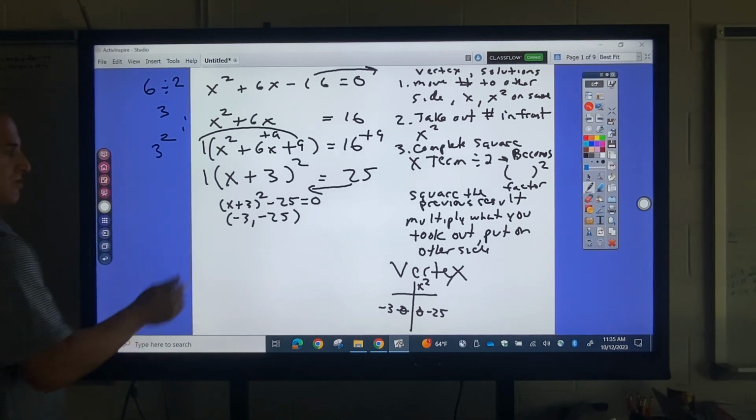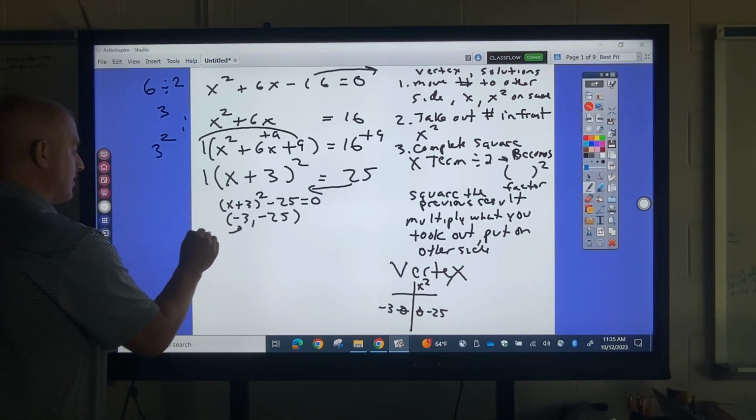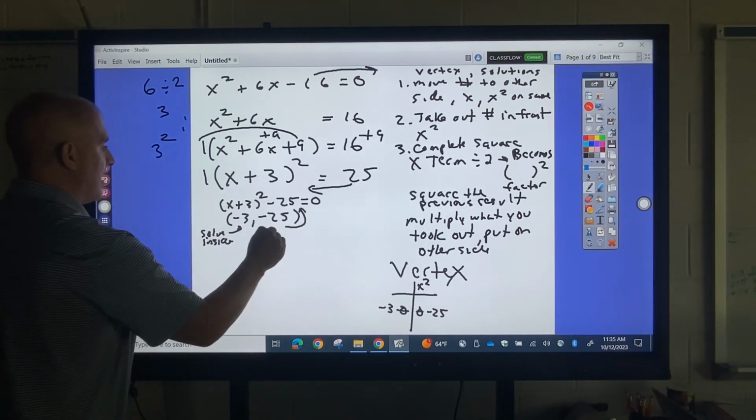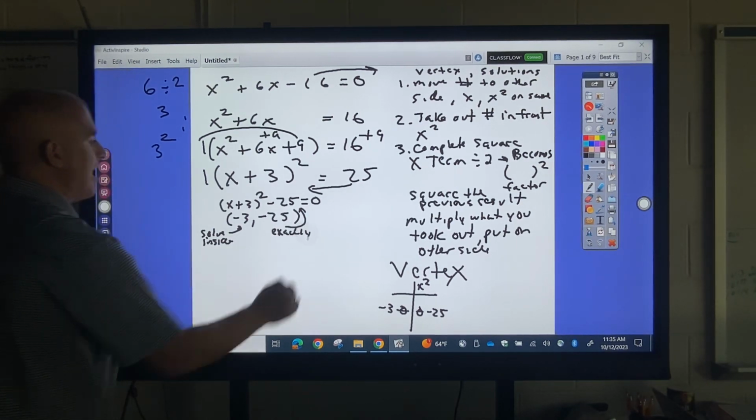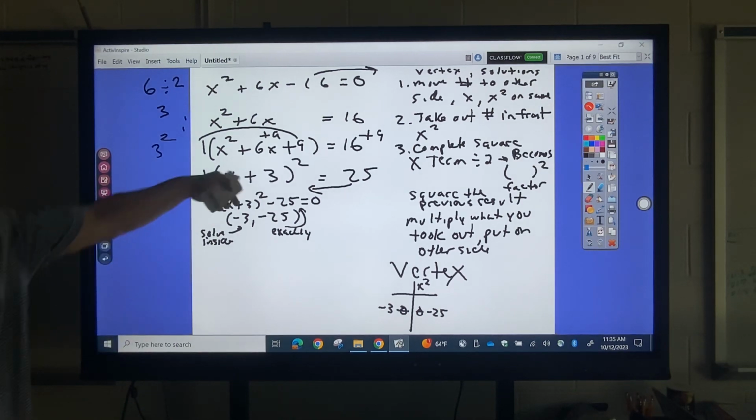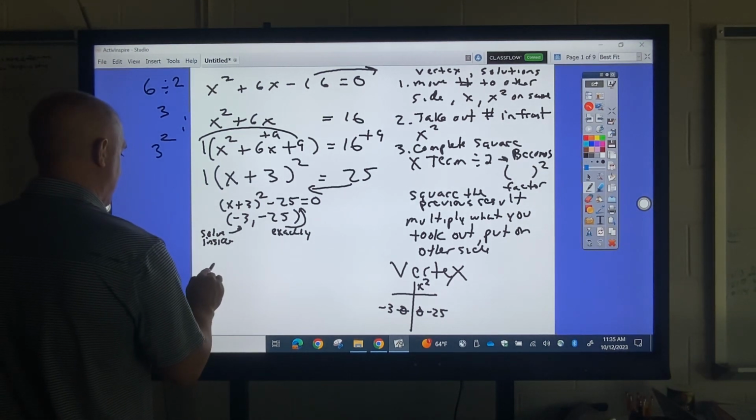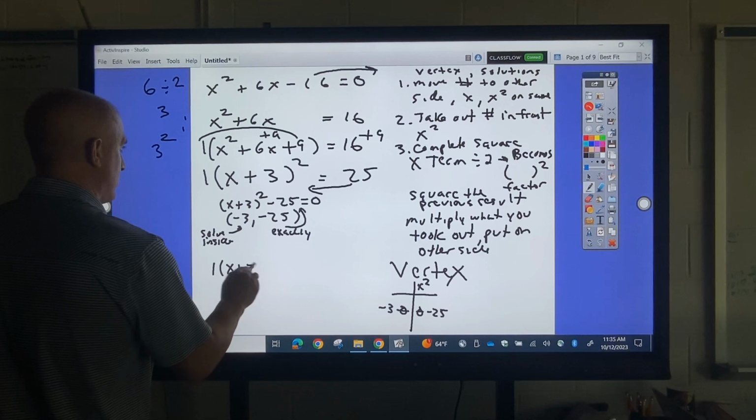Now, what does this come from? Solving the inside. And this is basically what's exactly out here. So if you want a pattern, that's how you would do it. I got 1 times x plus 3 squared equals 25.